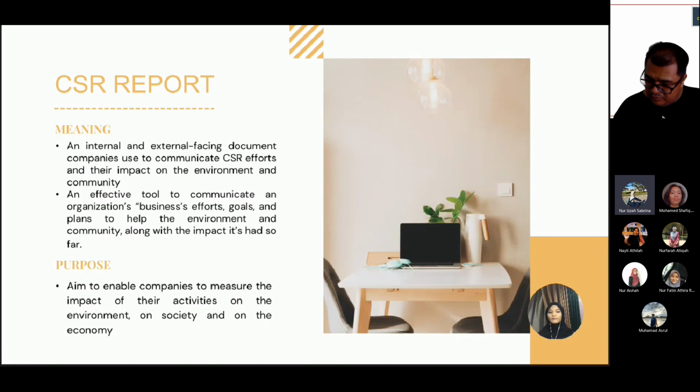So, maknanya daripada CSR report ni jugalah company boleh estimate kesan aktiviti terhadap environmental, society and economy. Maknanya apa yang aktiviti satu company tu buat, dia boleh nampak kesan melalui CSR report. So daripada CSR report ni jugalah satu company tu boleh buat improvement lagi lah dalam corporate social responsibility.